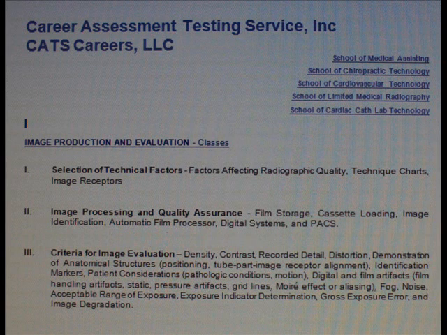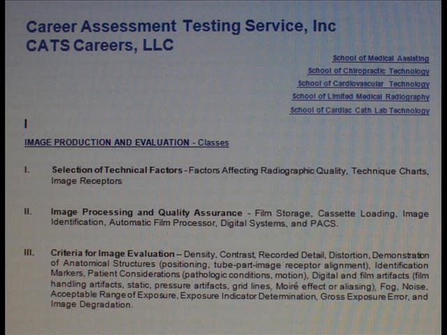We want to make sure that you do not stuff the film into the cassette because it will actually cause damage to your future shots. Image identification, automatic film processor, digital systems. We'll cover all of that shortly.